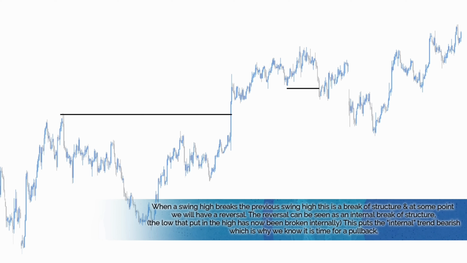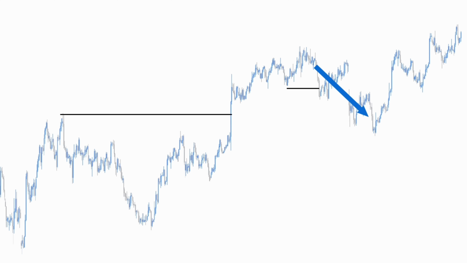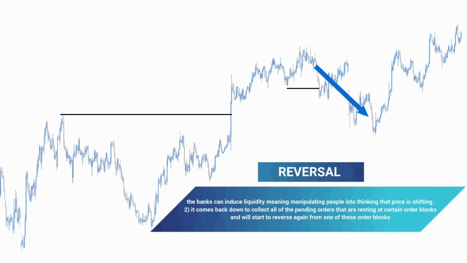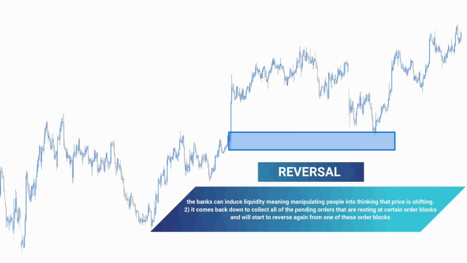The low that put in the high has now been broken internally. This puts the internal trend bearish, which is why we know it is time for a pullback. The reversal occurs for the same two reasons. One, the banks can induce liquidity, manipulating people into thinking that price is shifting. Two, it comes back down to collect all of the pending orders that are resting at certain order blocks and will start to reverse again from one of these order blocks.